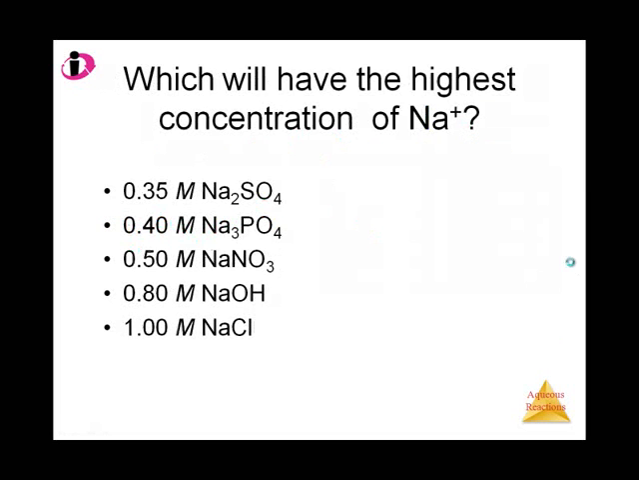Alright. Which has the highest concentration of sodium ions? Okay, so if I have 0.35 molar of this, I've got 0.70 molar of sodium, right? This one is 0.4. I've got 3 of them, so that's going to be 1.2 molar. This is 0.5, just going to be plain old 0.8. This is going to be plain old 1.0. So the winner should be sodium phosphate. Alright. And that's it.